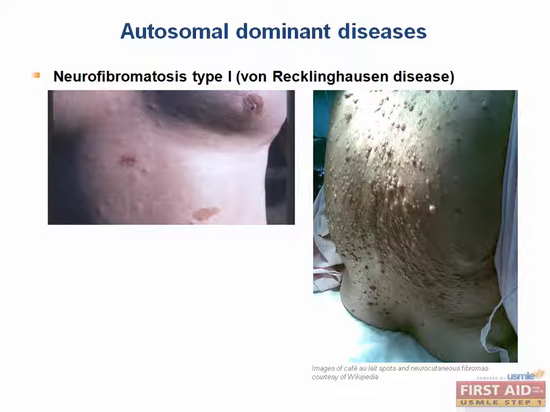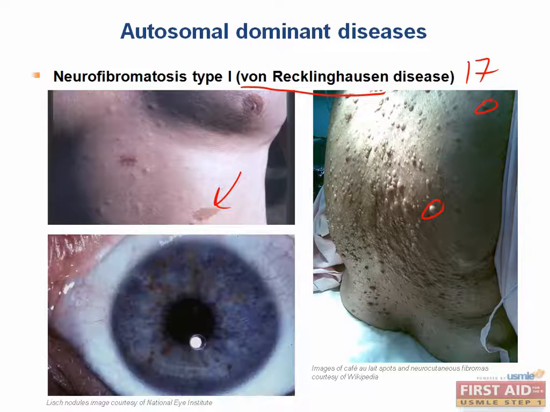Neurofibromatosis type 1, which is also called von Recklinghausen's disease, is a neurocutaneous disorder caused by a defect in the long arm of chromosome 17. Conveniently, there are 17 letters in the words von Recklinghausen, which you can use to remember this. Findings in this disease include cafe au lait spots, like this one, and neurocutaneous fibromas, like these. There are also neural tumors, such as optic gliomas, scoliosis, and Lisch nodules, which are pigmented iris hamartomas, which you can see these brown spots here. Patients with NF1 are also more likely to get Wilms tumor, which are kidney tumors that typically occur in children.